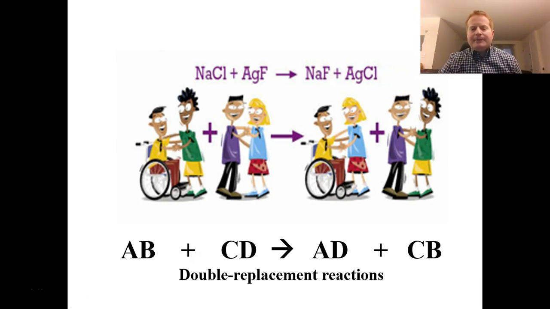That's all that's happening. Another important thing to note is that the metals always remain at the beginning. So notice how in our generic it was AB plus CD goes to AD plus CB. The A's had to stay to the left. A and C both had to stay to the left because they're the metals. Same thing up here. Sodium remained to the left of the formula. Silver remained to the left of the formula even though they changed into new compounds. But it's a simple switch to make two new compounds essentially in a double replacement reaction.